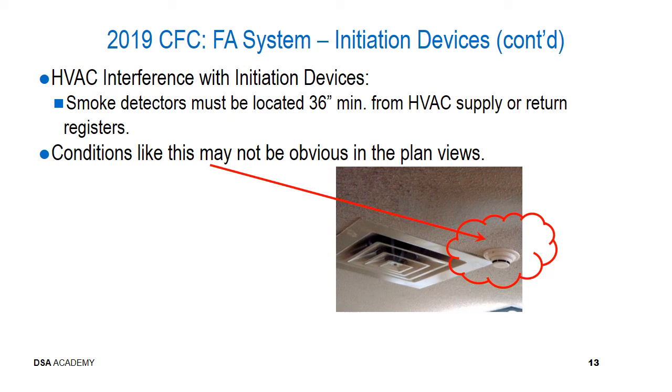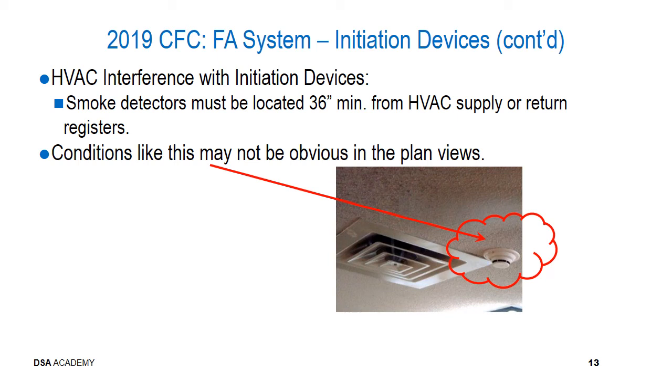NFPA 72 in the Annex, Section A.17.7.1.9, notes that smoke detectors can be affected by electrical and mechanical influences and by aerosols and particulate matter found in protected spaces. In plan view, placement may not have been obvious. This is the reason for this picture.